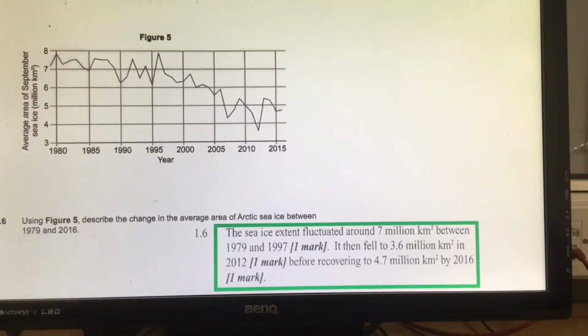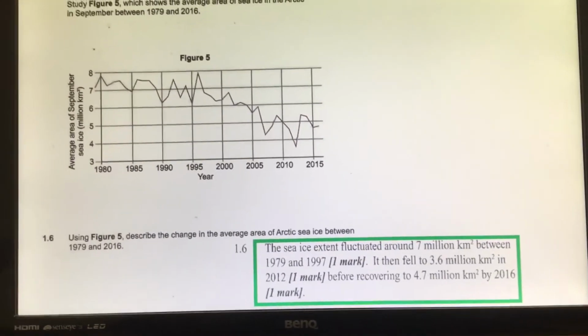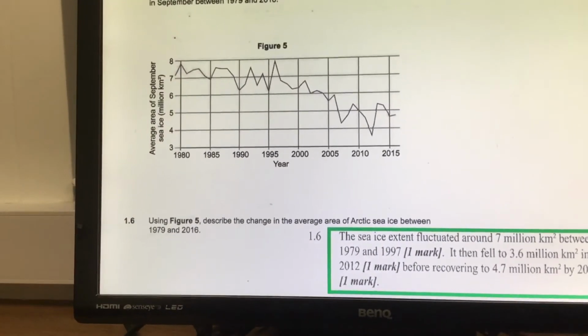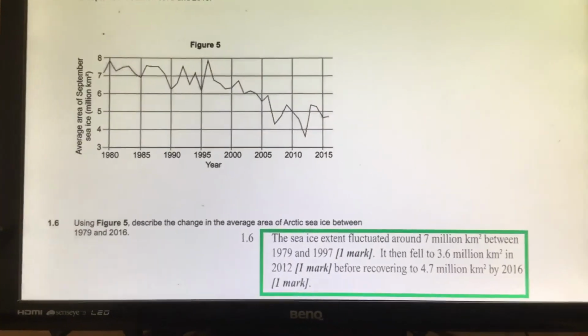Now that's the best way, the easiest way to get you 3 marks. But the main thing you've got to remember here, if you want to get 2 or 3, you've got to quote some figures.